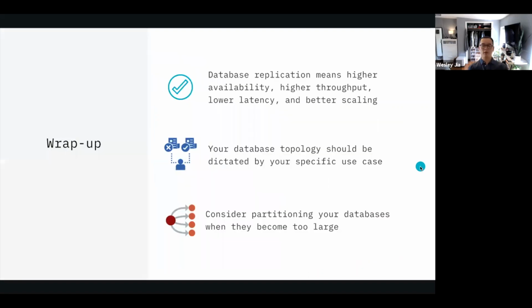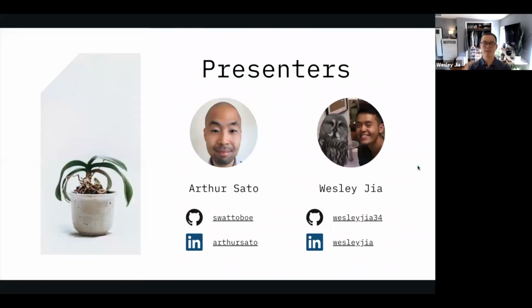With that said, we're going to wrap things up for our tech talk. As we've talked about, database replication brings benefits in terms of higher availability, higher throughput, and so forth. But of course, there are trade-offs that we need to make with cost and complexity. And as a result, the topology of our infrastructure should be dictated by what your specific business needs are. And lastly, when a single given database becomes too large, you want to consider partitioning it into smaller pieces or shards.